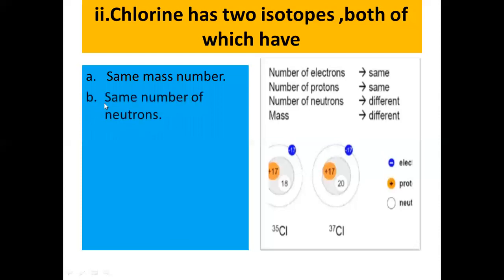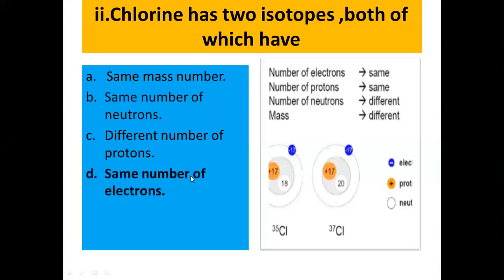Same number of neutrons? Neutrons are different. This isotope number 1 has 18 neutrons, and second one has 20 neutrons. So again, not correct. Different number of protons? Protons are always same, 17 protons in this case and 17 protons in this case. So this is again wrong.